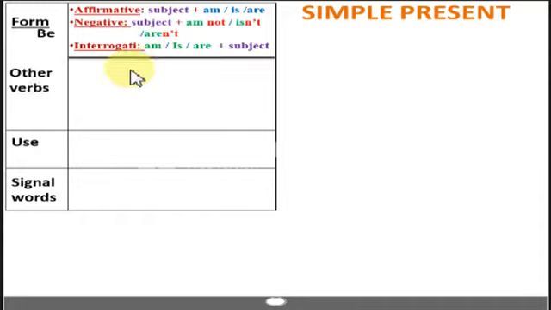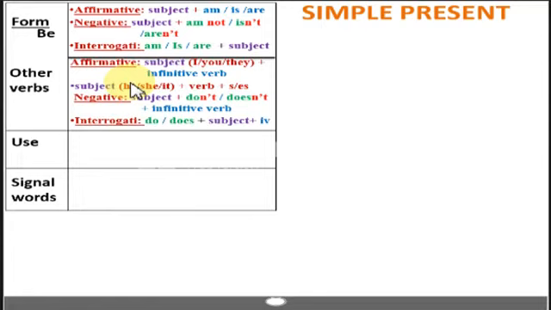So the affirmative form of the other verbs in simple present is that subject plus infinitive verb if we have I or you or they.